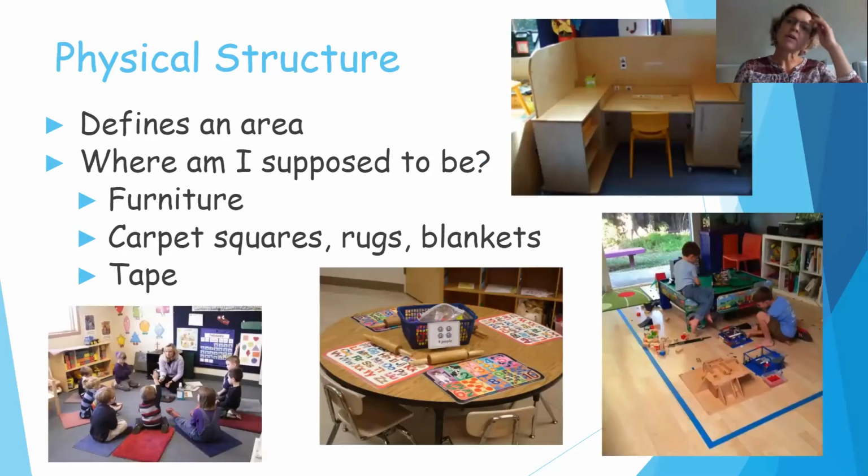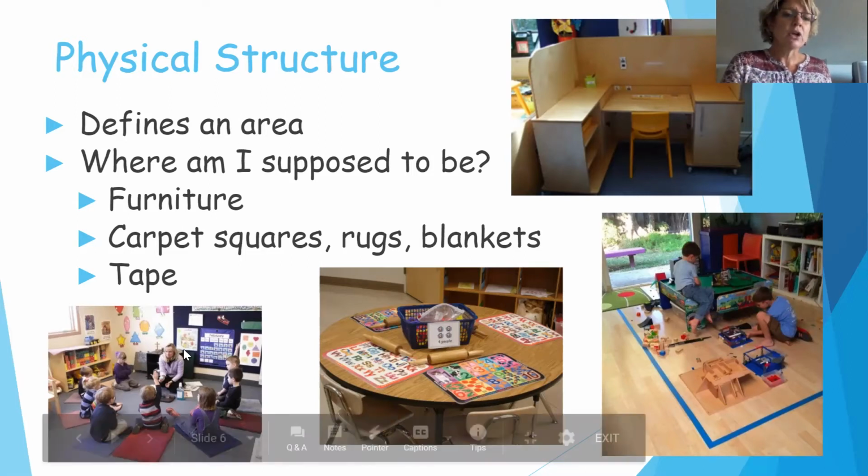Okay, when we're talking about the concrete learning, we are looking at the physical structure. And we've talked a lot about this before, so I'll just touch on this right now. But that physical structure defines an area for students so they know where they're supposed to be. We can use furniture to do that. That gives a real concrete visual definition of where a student is supposed to be. You can see over here, this desk, it's super clear where they are going to work.